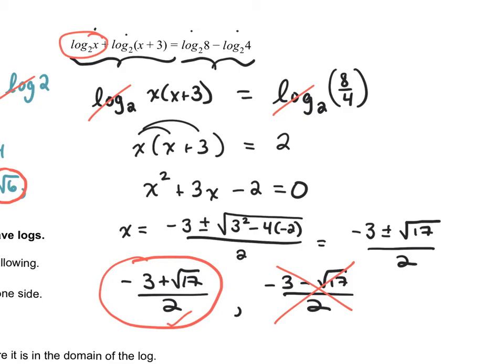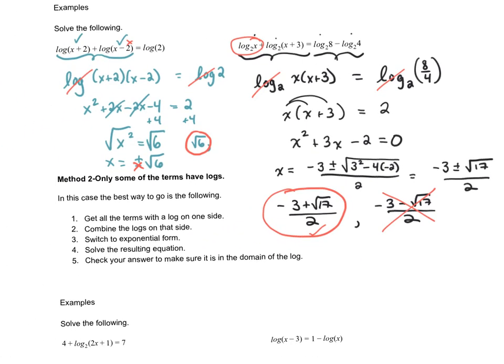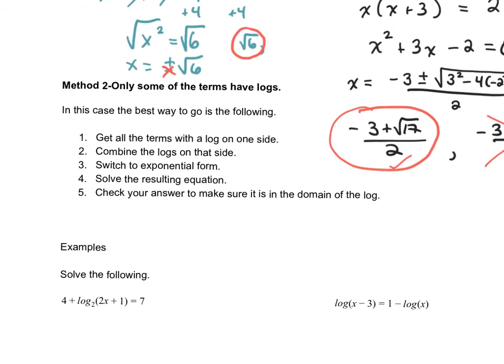All right, let's go ahead and look at the second method. What if we don't have every term with a log? Method 2 says only some terms have a log, so some do and some don't. What we'll do is get everything with a log on one side. Then we will combine those logs, so we'll basically have one log equal to some number.